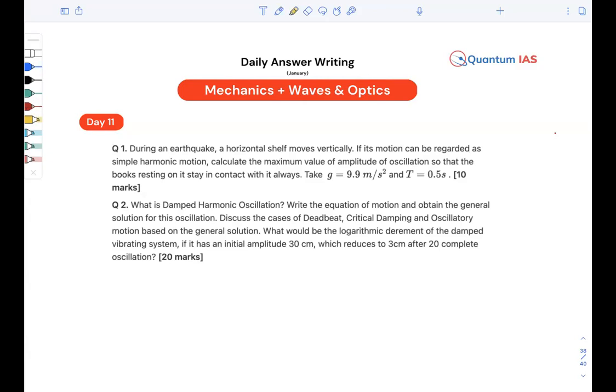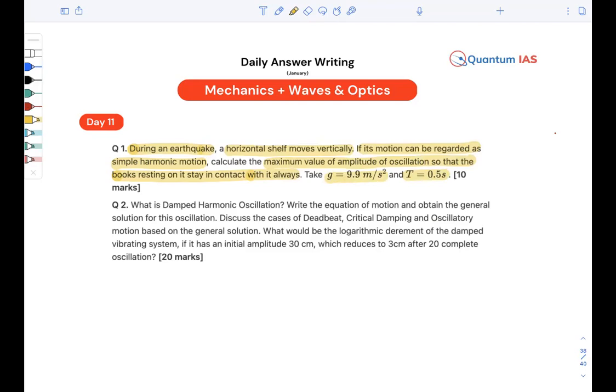The first question is: during an earthquake, a horizontal shelf moves vertically. If its motion can be regarded as SHM, calculate the maximum value of amplitude of oscillation so that a book resting on it stays in contact with it always. g we have to take this, and this is the time period of the oscillation. Simple, straightforward question, and that too a basic 11th level question.